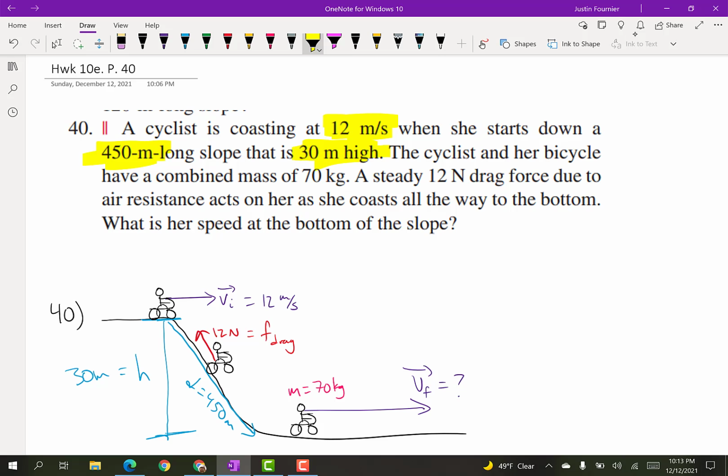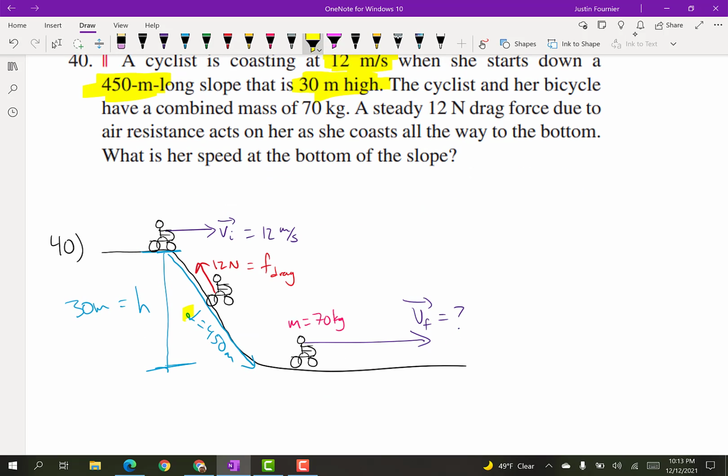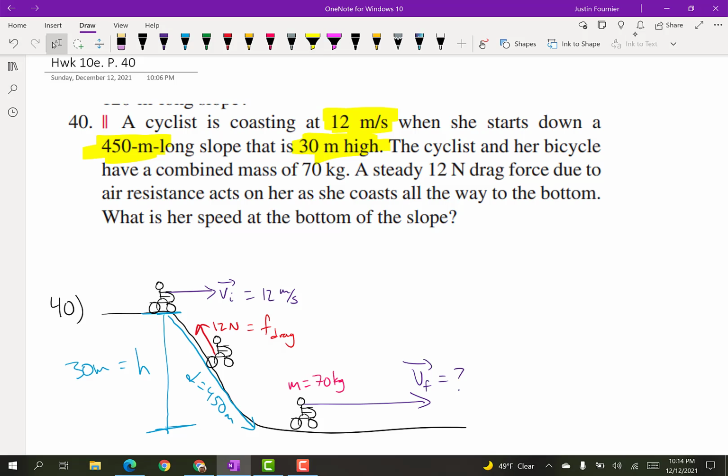So 450 meters is the distance traveled, where the height of the slope is 30 meters. The cyclist and her bicycle have a combined mass of 70 kilograms. A steady 12 newton drag force due to air resistance acts on her as she coasts all the way to the bottom. What is her speed at the bottom of the slope?